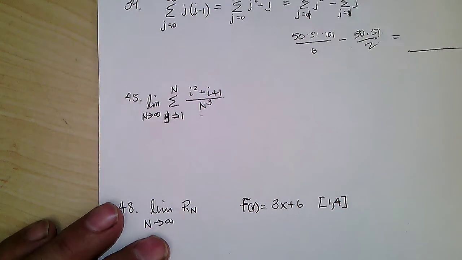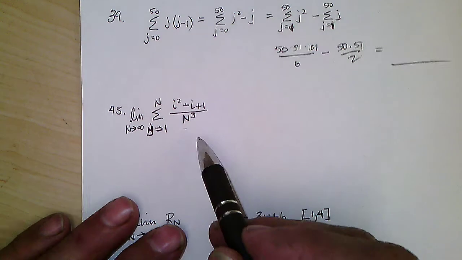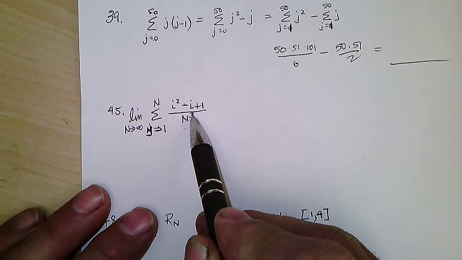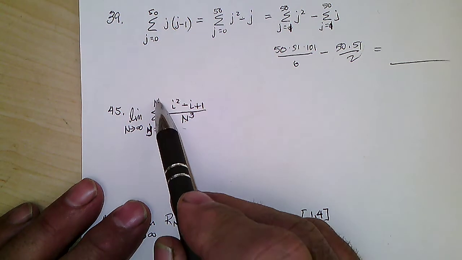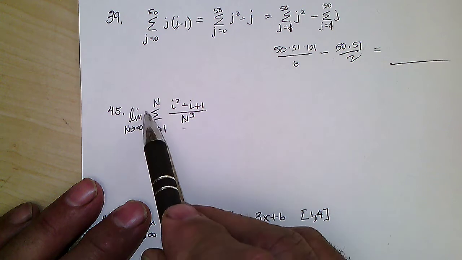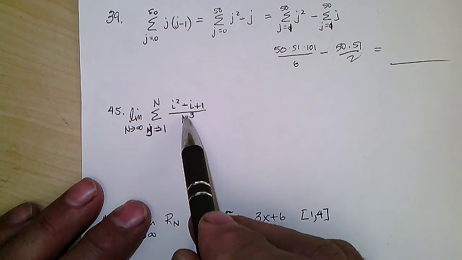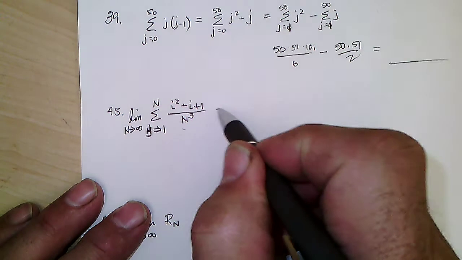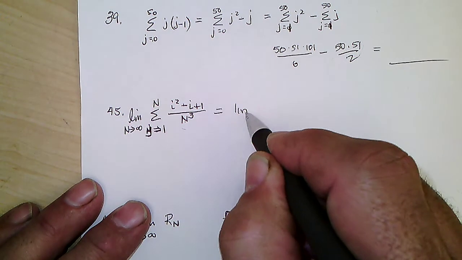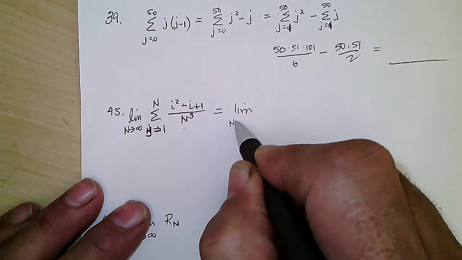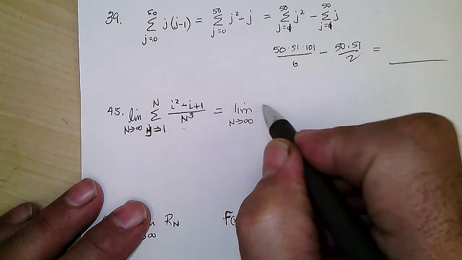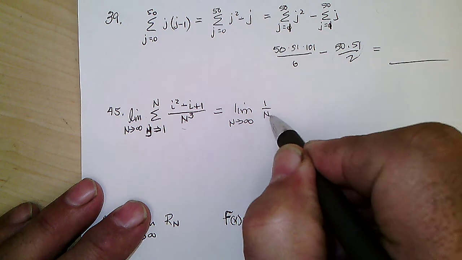Okay, now I have to do a limit on 45. Well, 1 over n to the third is a constant. That's the n, so I can pull that out of the summation. I can't pull it out of the limit, but I can pull it out of the summation. So I get the limit as n goes to infinity of 1 over n to the third.